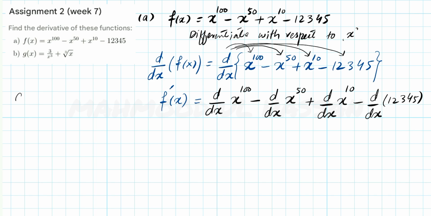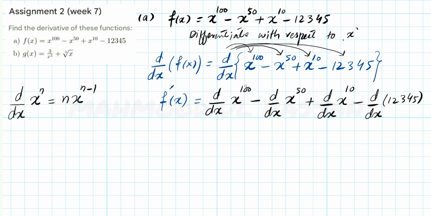Now here we have to use the power rule. What's the power rule? When we apply the derivative on x to the power n, it becomes n times x to the power n minus 1. This is what we call the power rule. We multiply the power with x to the power n minus 1, so we subtract 1 from the power.